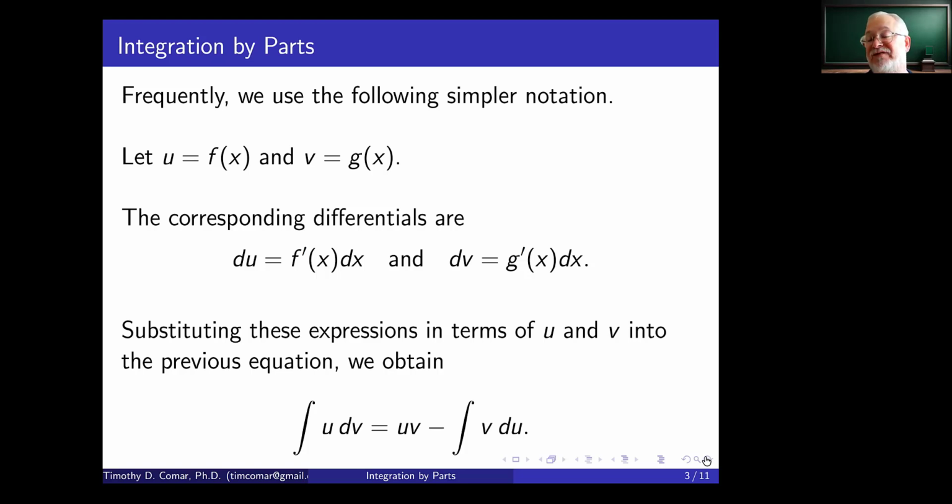Frequently, we use the following simpler notation. We just call u the function f, and we call v the function g. The corresponding differentials are du is just f prime dx, and dv is just g prime of x dx. Substituting these expressions in terms of u and v into the equation we had on the previous slide, we just get that the integral of u dv is equal to u times v minus the integral of v du.